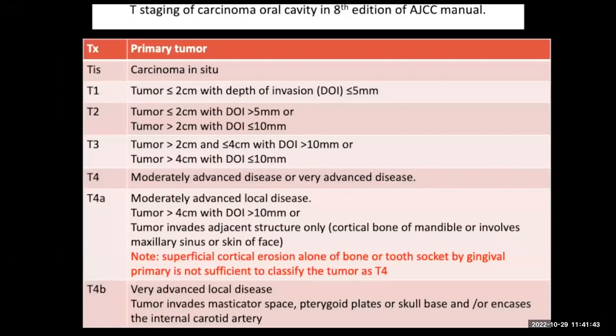Now, as per the AJCC guideline manual for tongue carcinoma, the T staging of the tongue is based on the depth of invasion, and I'll show you how to measure depth of invasion. So any tumor which has less than 5 millimeter depth of invasion is T1, between 5 to 10 it's T2, more than 10 it's T3, and advanced diseases such as more than 4 centimeter tumor or superficial cortical or deep cortical bone involvement, or the masticator space involvement, or internal carotid artery involvement is T4B.